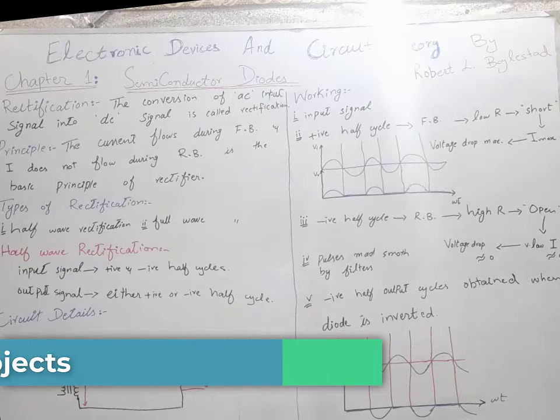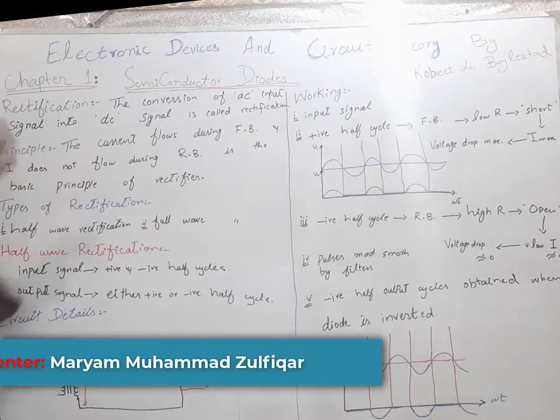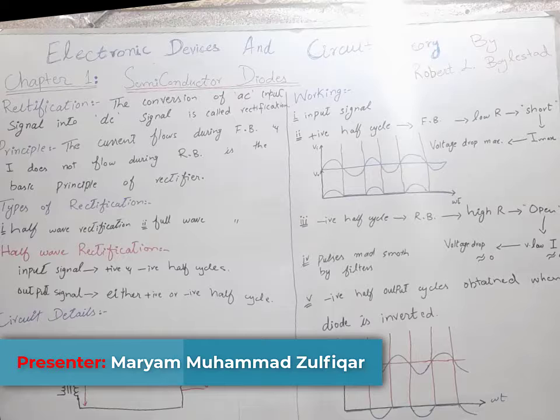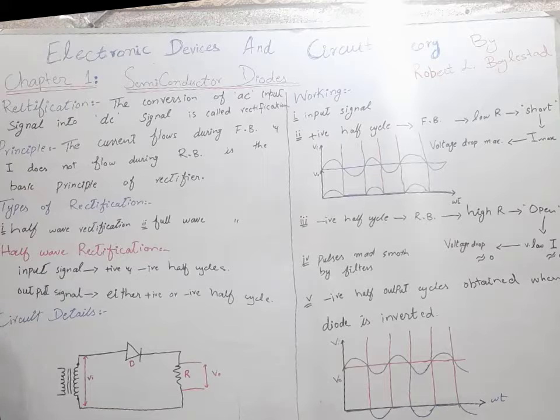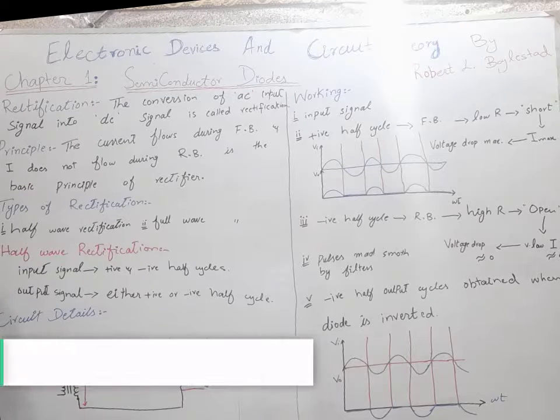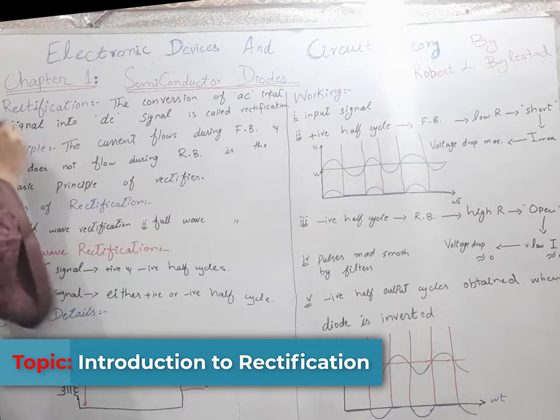I am Mariam. We have started the series of Electronic Devices and Circuit Theory by Robert L. Boylestad. We are discussing our chapter number 1, and its name is Semiconductor Diodes. Today our topic is rectification.